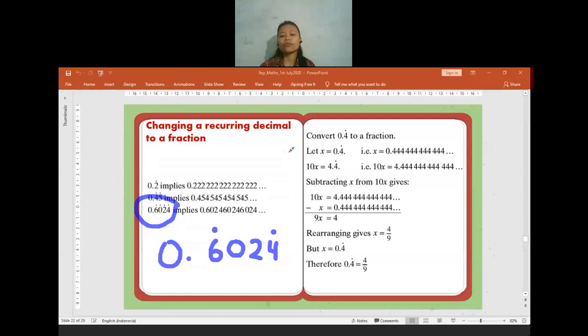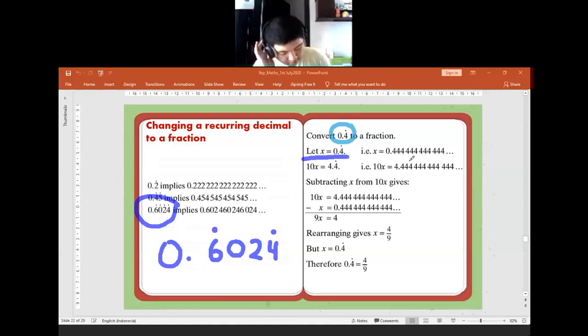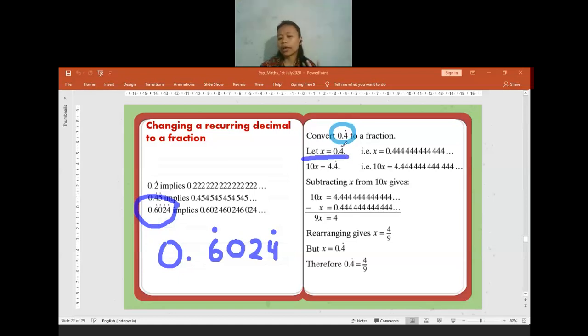If you are not getting confused, now let us continue with changing 0.4 into a fraction. The first thing you have to do is assume that the question given here equals x. That's why I wrote let x equal 0.4. Later it will be easier if you assume the given one as equal to x. After that, you have to write the number given as the long decimal. This is 0.4 with the dot on top of the 4. So it means only the number 4 will keep repeating, right? That's why it will be 0.4444, never stop.